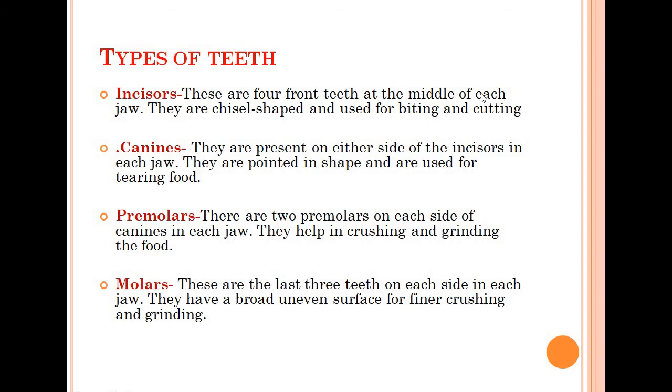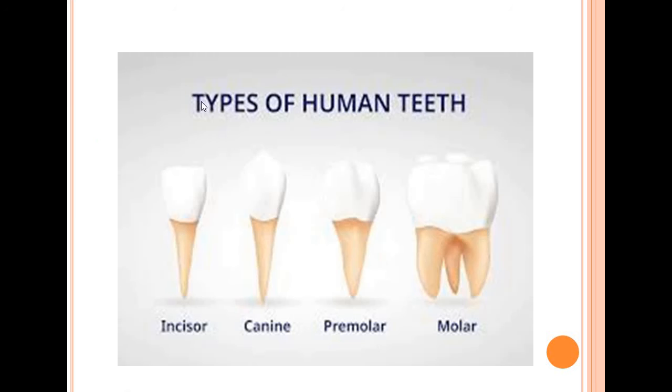The incisors are the front teeth and are so called because they help to cut the food. So what is the function? Biting and cutting the food. And what is the shape of the incisor? They are chisel shaped, or they are flat blade-like teeth. As you can see in this picture, this is the incisor.